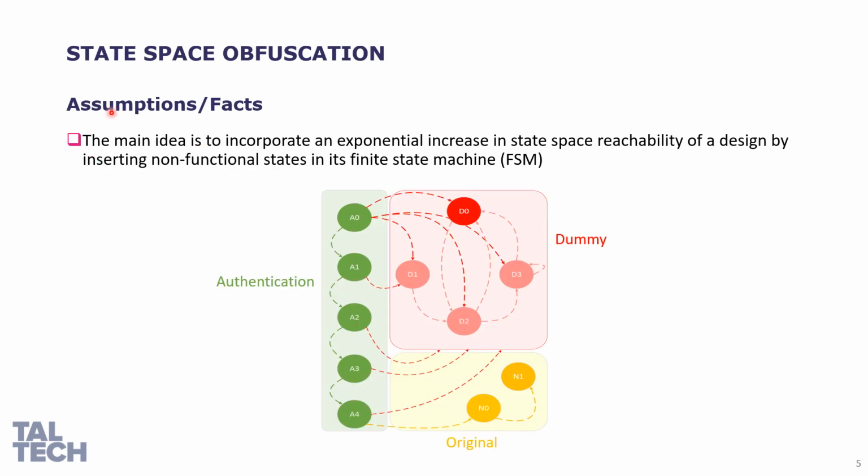Another obfuscation technique is state-space obfuscation. It exploits non-functional states in the finite state machine to incorporate an exponential increase in the state space reachability. So this is the locking. If we look over this figure, we have 3 different types of state space. One state space machine is the dummy state space machine. The other one is the original, that one is the protected, and another one is a part of the circuit which are the states for the authentication.